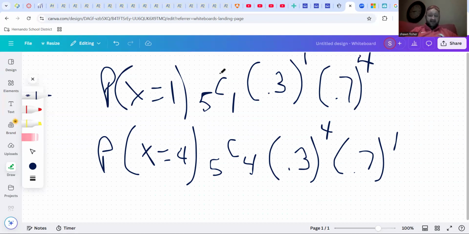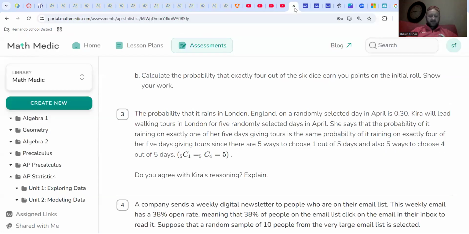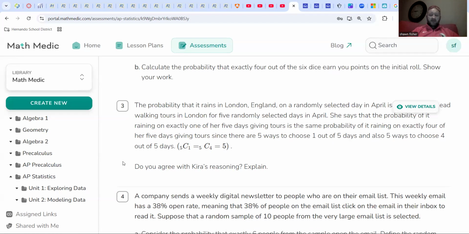So her reasoning, this part, that part, that's the same. But the total probability, you need a little bit more information out of that. You know, that's a binary statement. So I can set up this equation like normal. But for her just to say only this part, you know, that's kind of false there. So we don't really agree with Kira's reasoning on that one. Okay. All right. Very good.